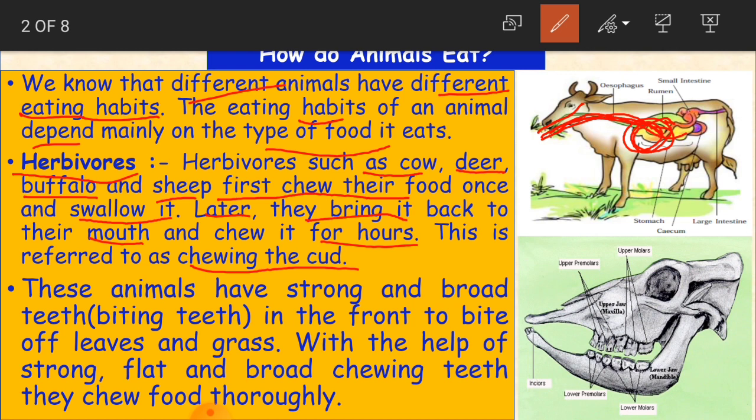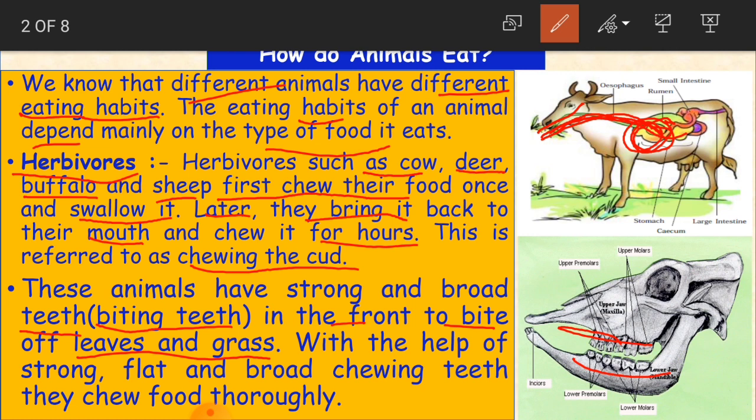Clear? And these animals have strong and broad teeth. We call them biting teeth. They have very strong and broad teeth in the front to bite off leaves and grass. So they eat only plant food, children, and plant food is nothing but the leaves and grass of the plant. They just bite the food with their teeth.